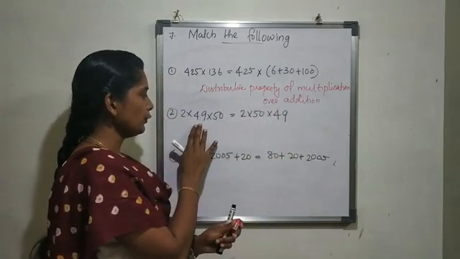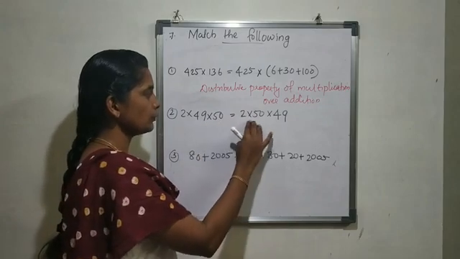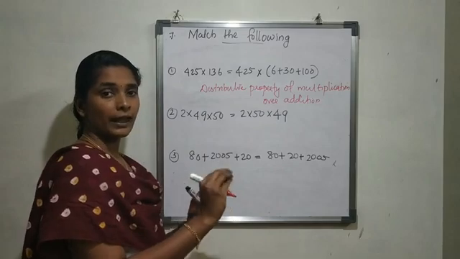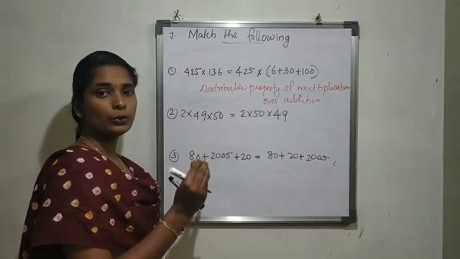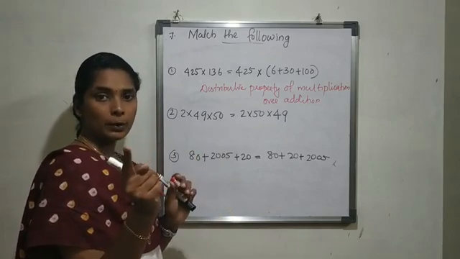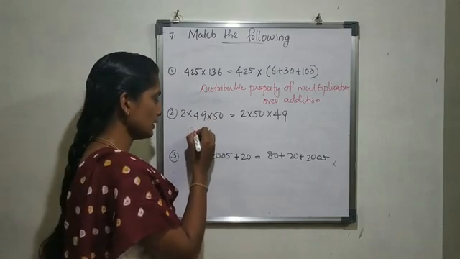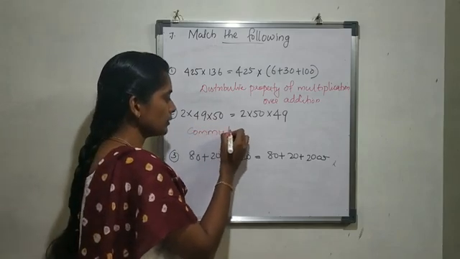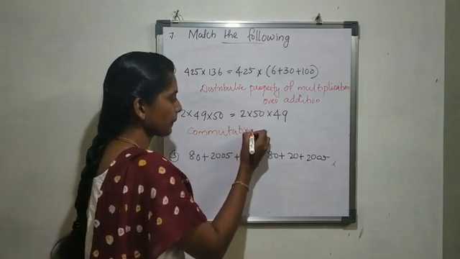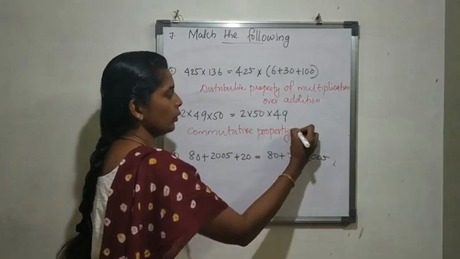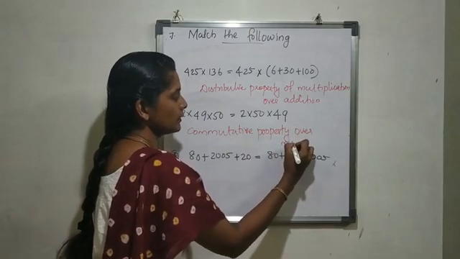Then this one, 2 into 49 into 50. Here 2 into 50 into 49. Just change the places. Changing places, that A into B is equal to B into A. That is commutative property over multiplication. Here it is multiplication, therefore this is commutative property over multiplication.